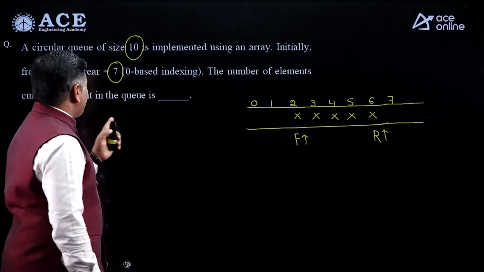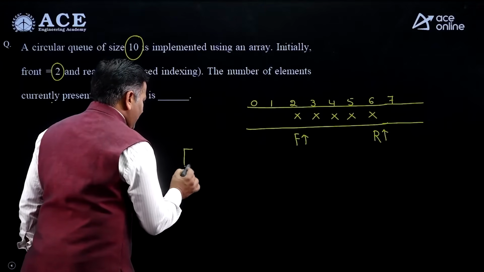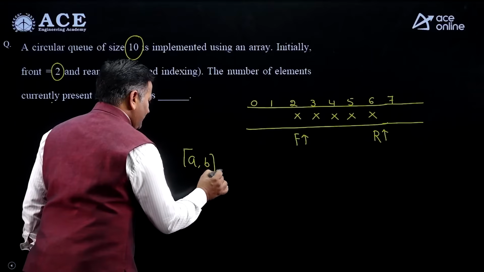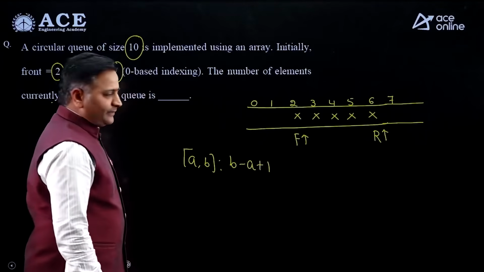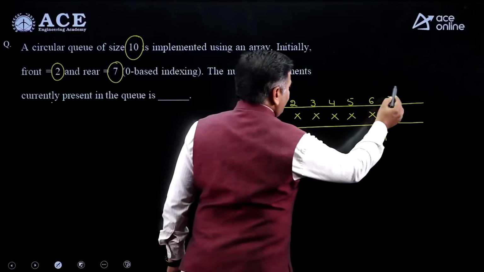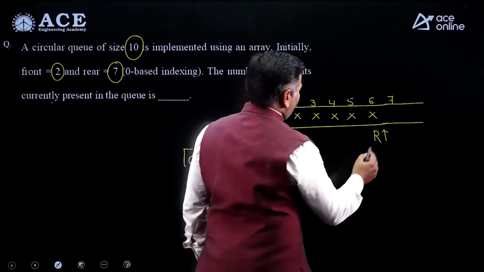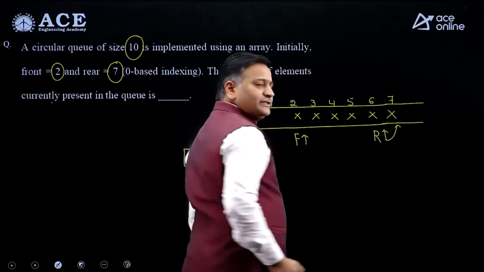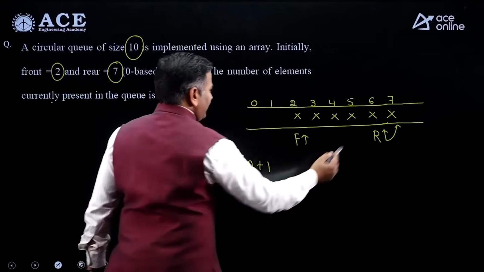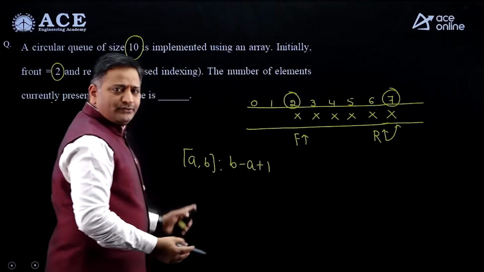Then the number of elements present in the queue is, simply, whenever we know any interval a comma b, if you want to find the number of elements in the interval, we can say b minus a plus 1. Similarly, rear is pointing to the 7th index. So we can use rear minus front plus 1 by using this formula.